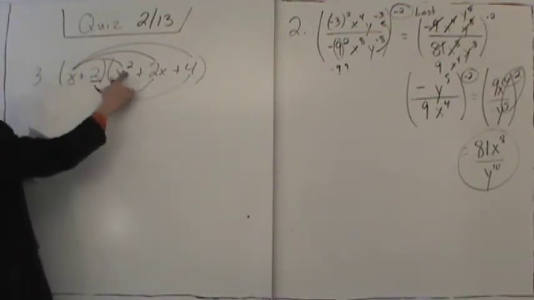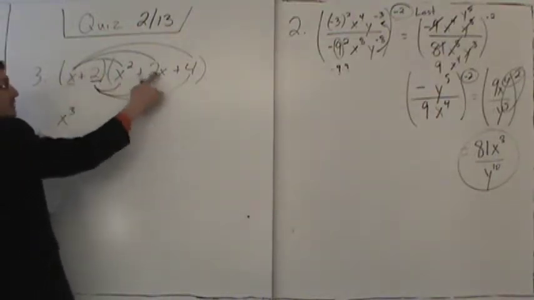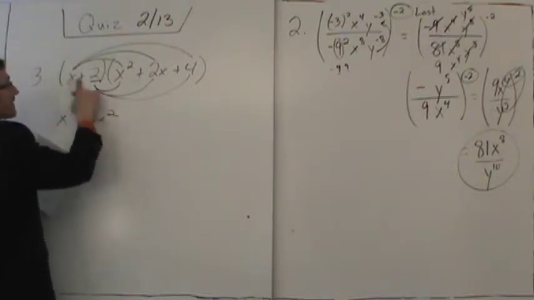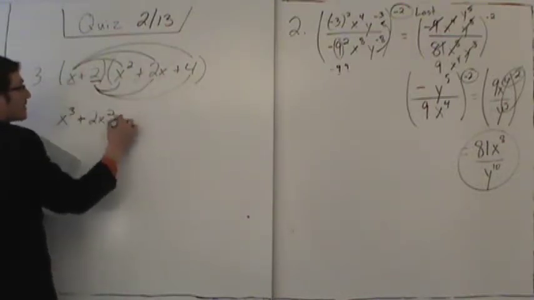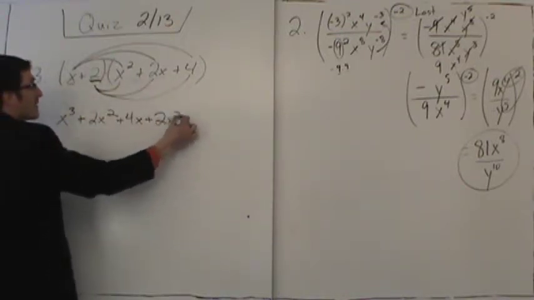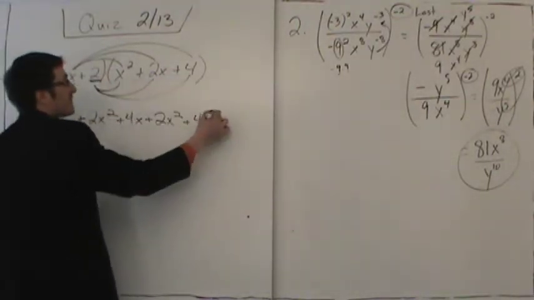First term is x times x squared gives x to the 3rd. Now take the first term, multiply by the second. X times 2x is 2x squared. Now the x times the 4 gives what? 4x. And now take the 2 and multiply by all 3. 2 times x squared is 2x squared. 2 times the 2x is 4x, and 2 times the 4 is 8.